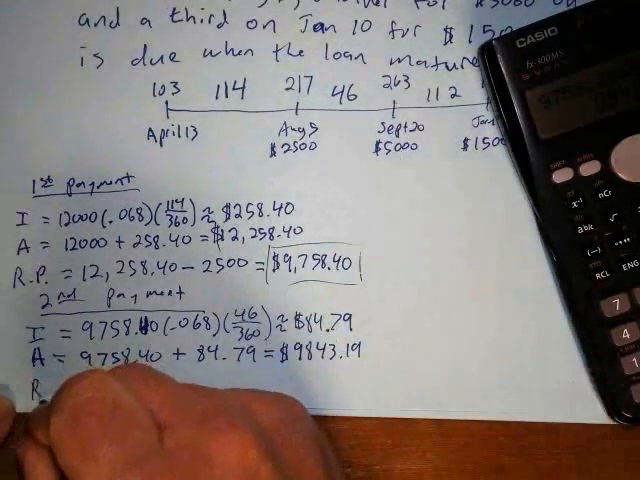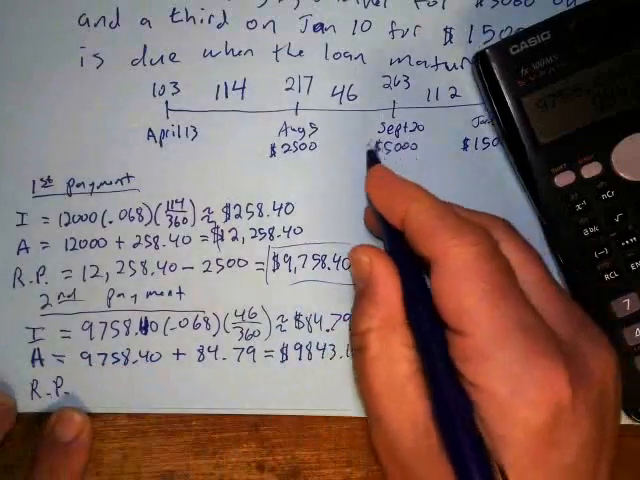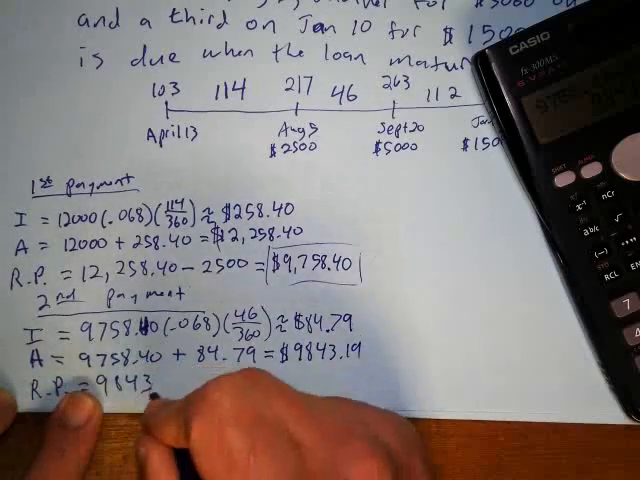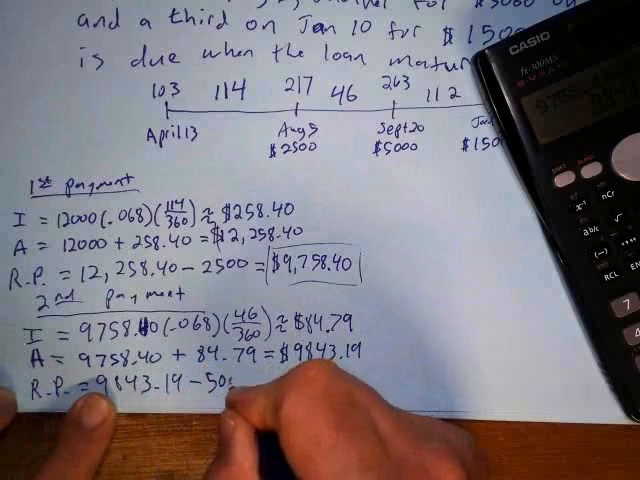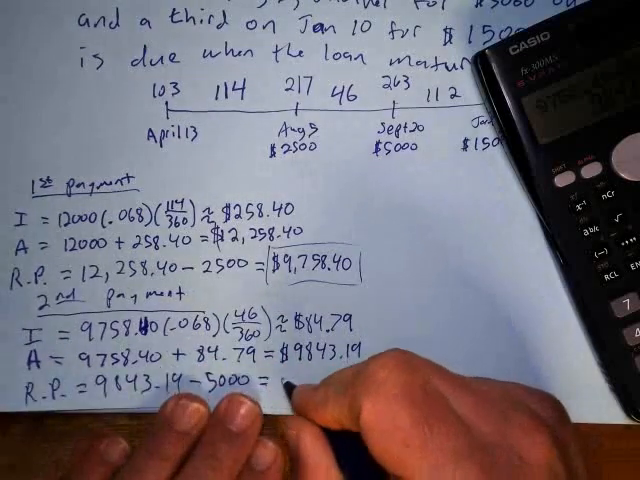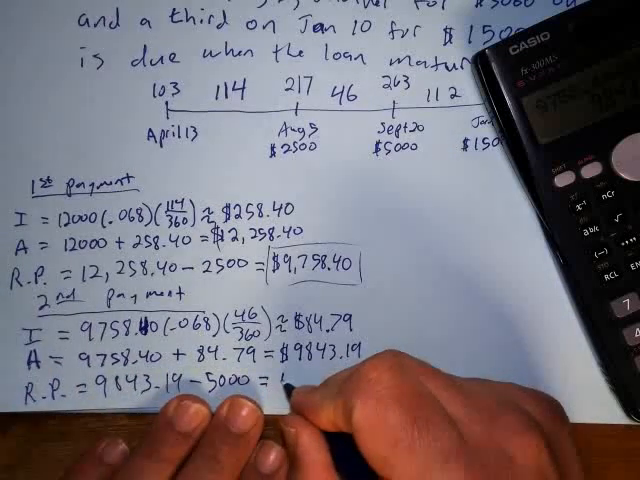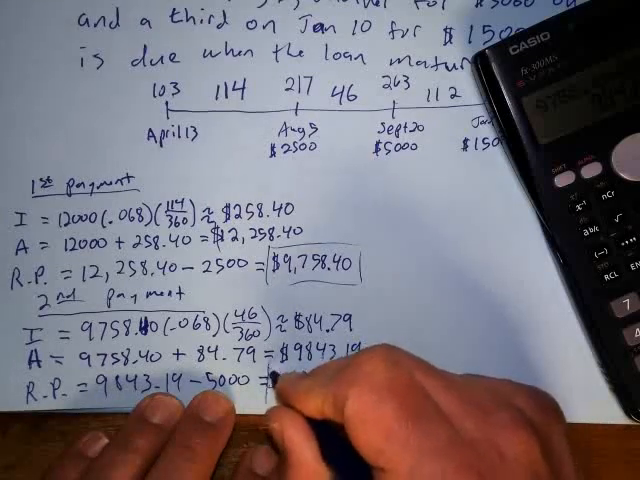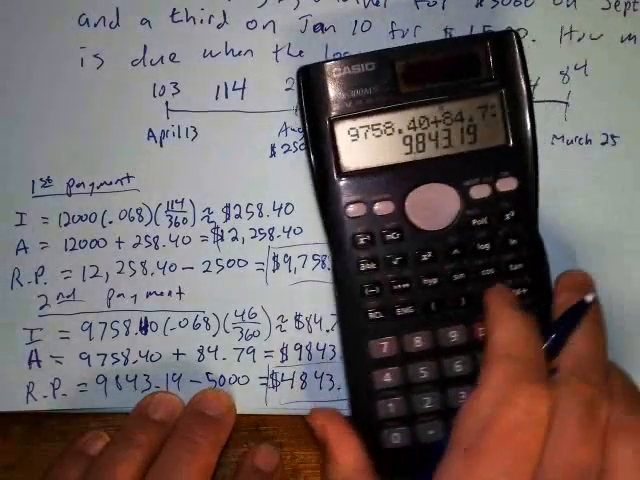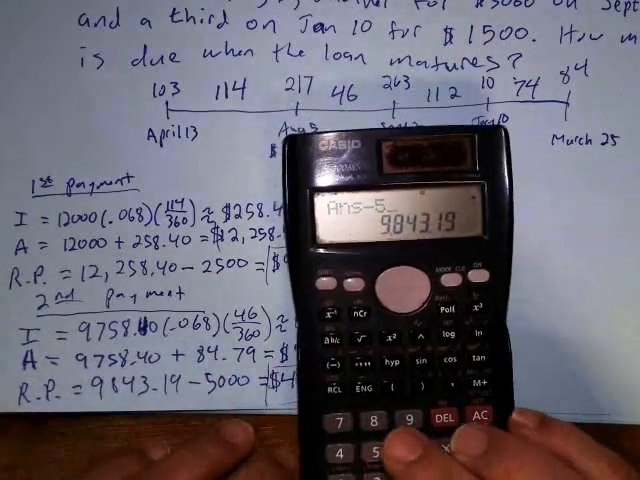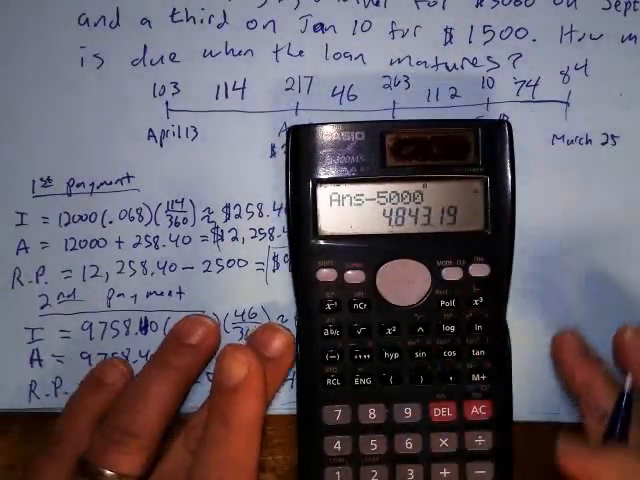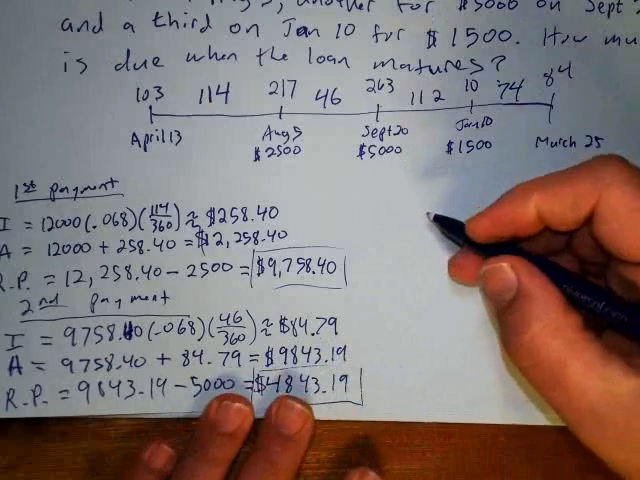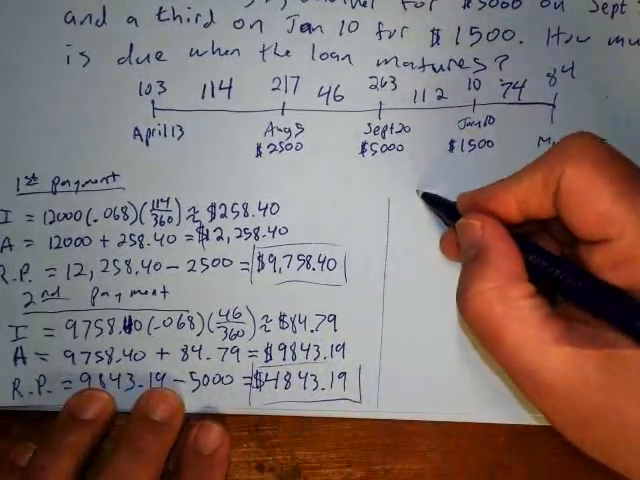Okay, and then the remaining principal will be this amount minus the $5,000 partial payment. So $9,843.19 minus $5,000. I can probably do that in my head. You'd have $4,843.19. And that would be the remaining principal after that pay period. But I think what I'm going to do is actually subtract the 5,000 here, so I have it in my answer line, because that's always handy. So when I figure out the next interest, the third period.